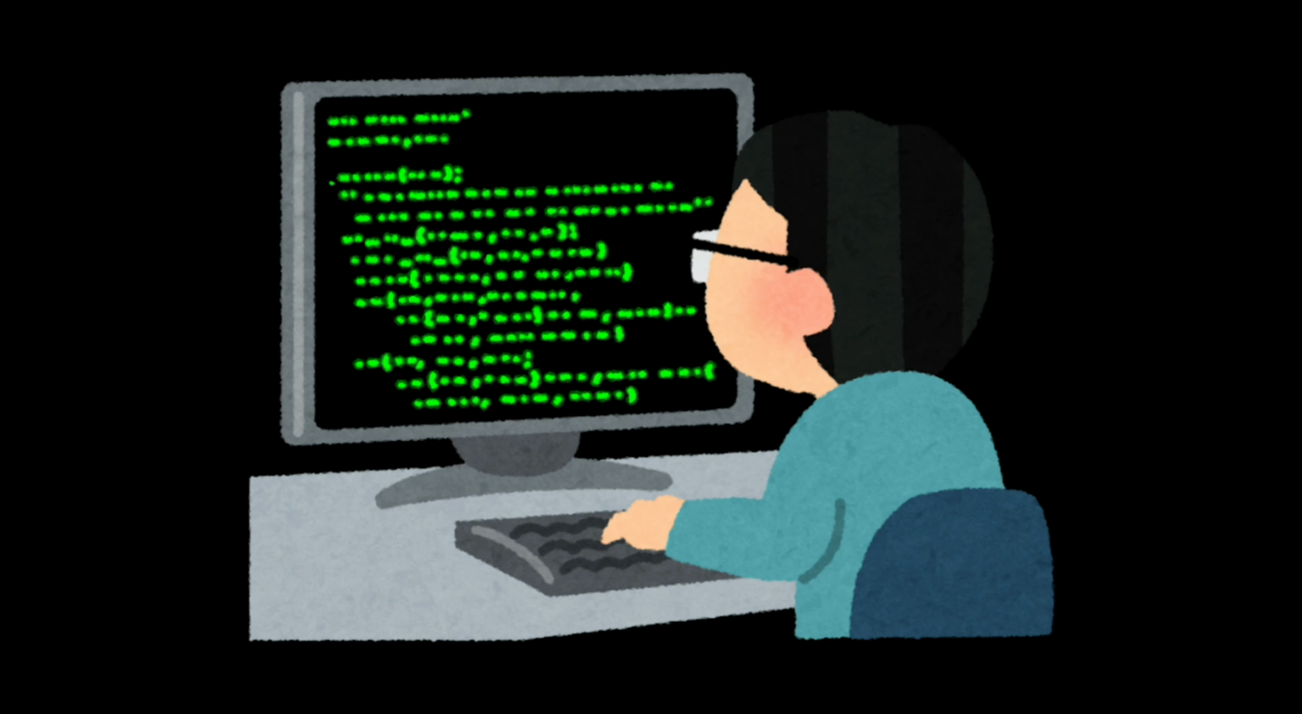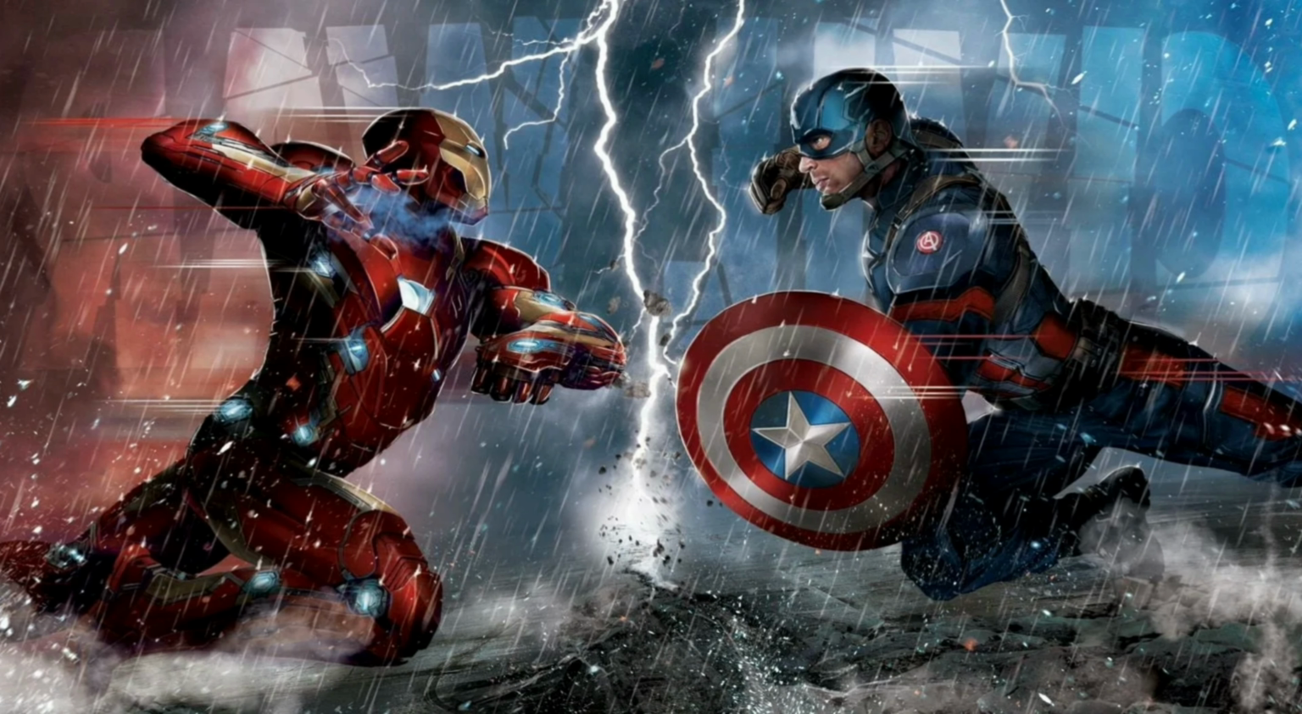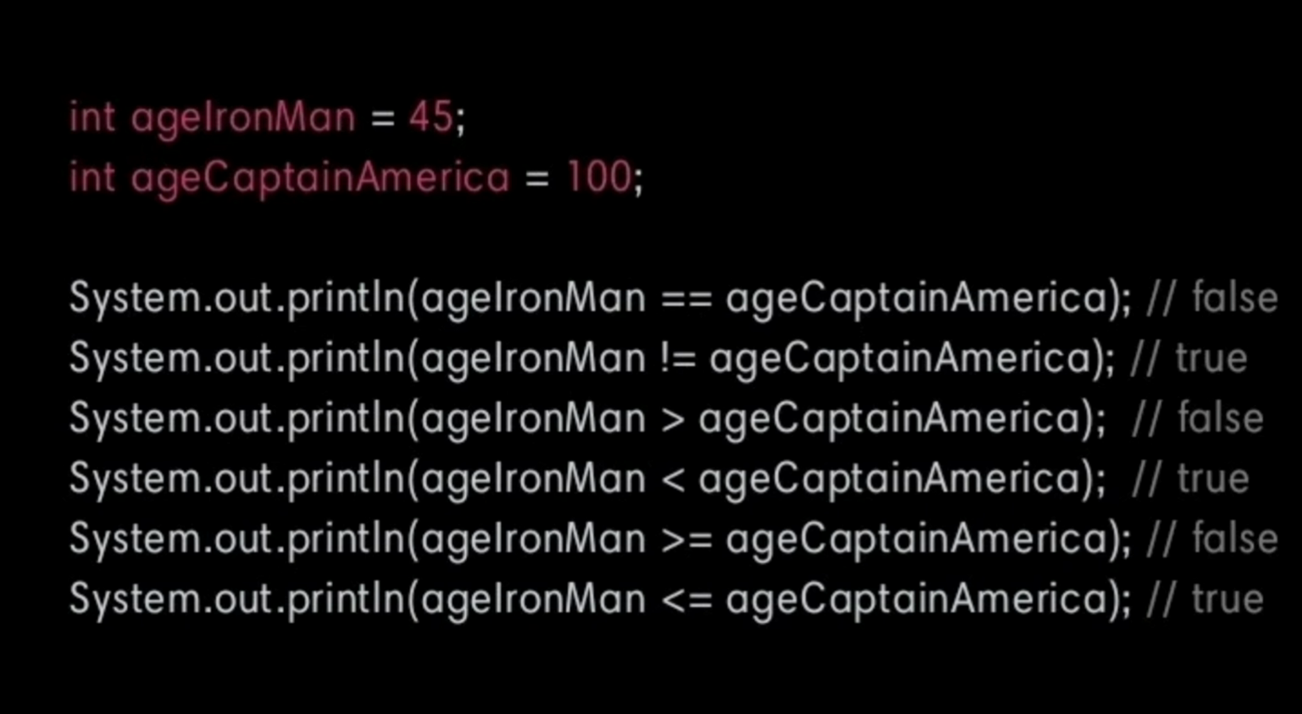Let's see these operators in action with some simple code. Imagine we're comparing the ages of two Marvel superheroes. As you can see, Iron Man and Captain America have quite the age gap. These relational operators help Java decide which superhero is older, younger, or if they're the same age.